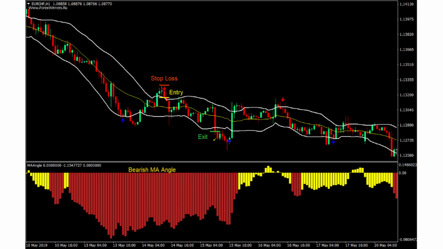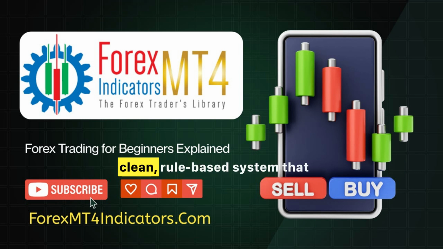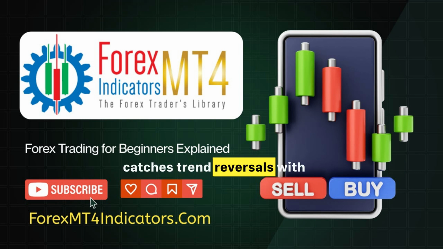Never risk more than 1 to 2% per trade. The fractal-based stop helps you stay disciplined and avoid oversized losses. If you want a clean rule-based system that catches trend reversals with confidence, try this one out.